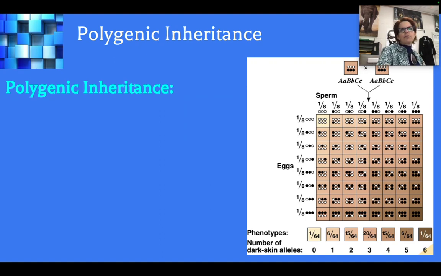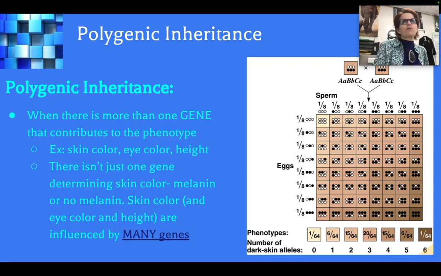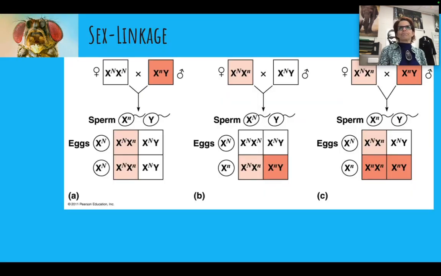So the examples, skin color, can anybody else remember some? Pretty much everything is polygenic, but height is a really good example. We don't just have tall and short people. We've got all these people in between, and that's because there are many genes controlling how tall we are. The same thing goes for eye color, and just about everything is polygenic. There's not very many things in our lives that are controlled by just one gene.